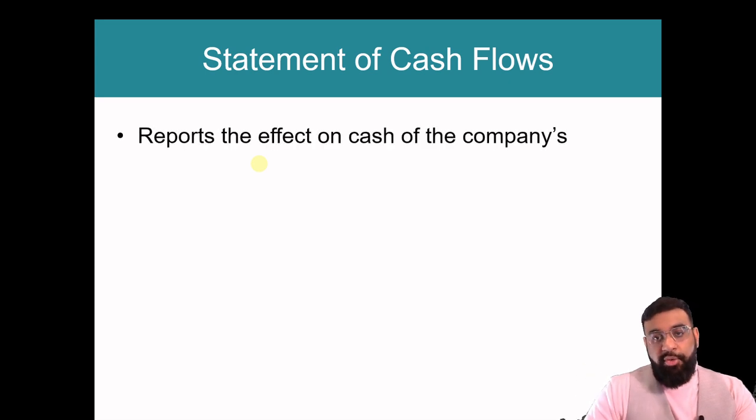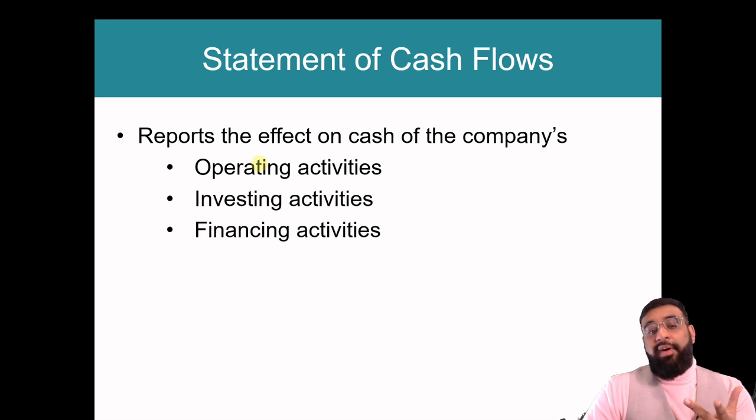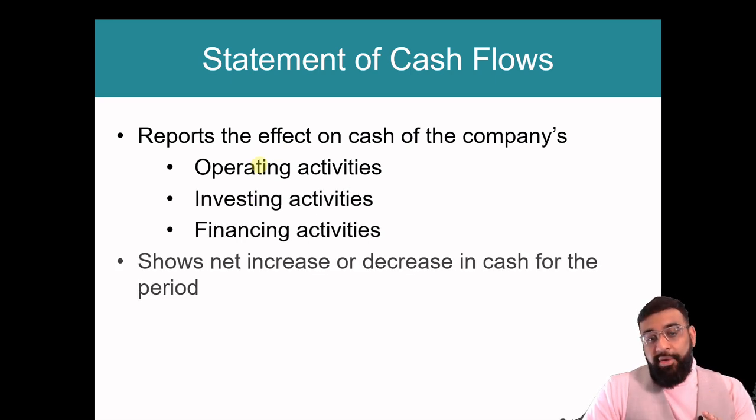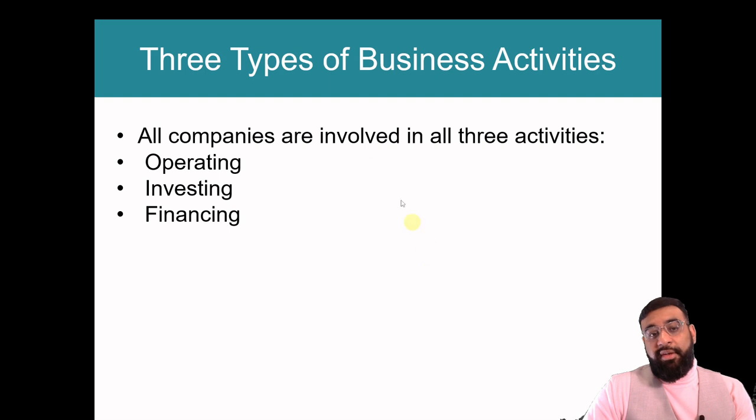So essentially, it reports the effect on cash of the company's operating activities, investing activities, and financing activities. Every business in the world has these three activities no matter what. So in general, it shows the net increase or decrease in cash for the period. So there's three types of business activities which all companies are involved in. Once again, operating, investing, and financing. Now we're diving into each one in more detail.